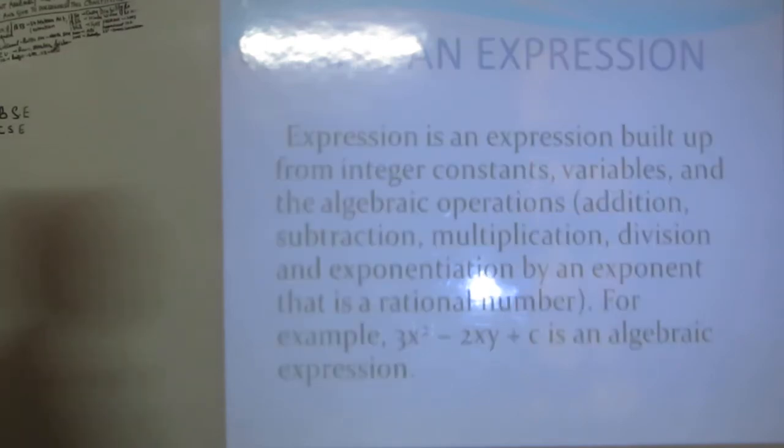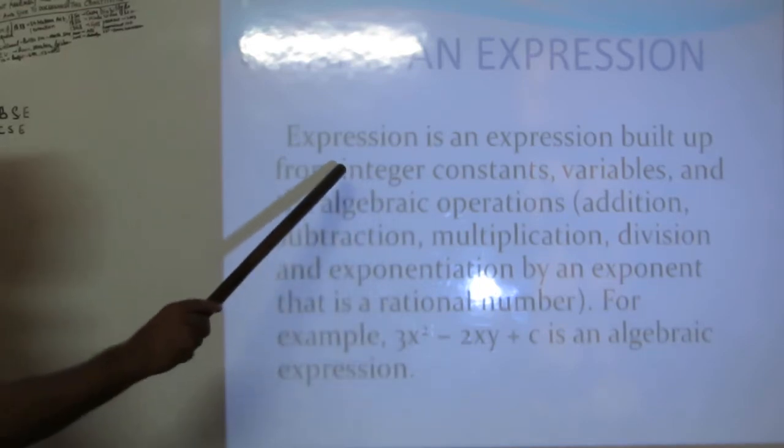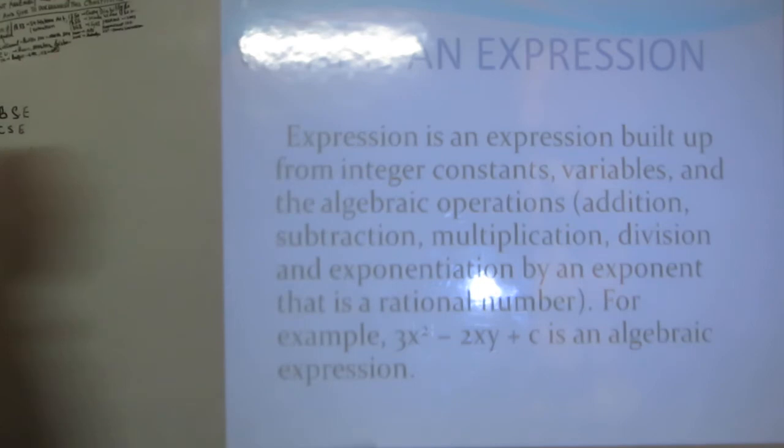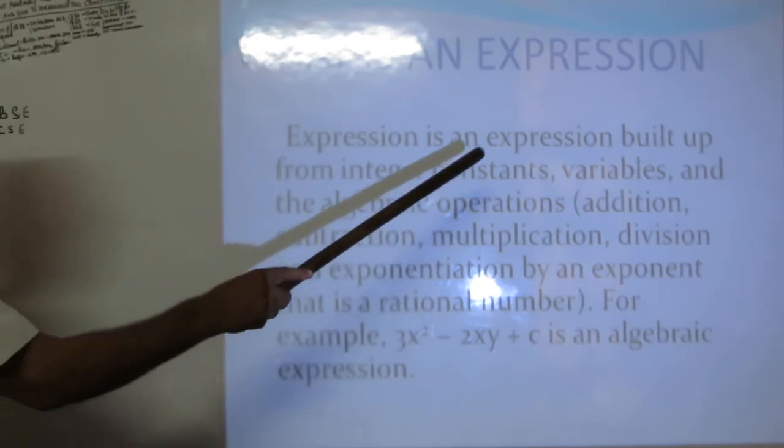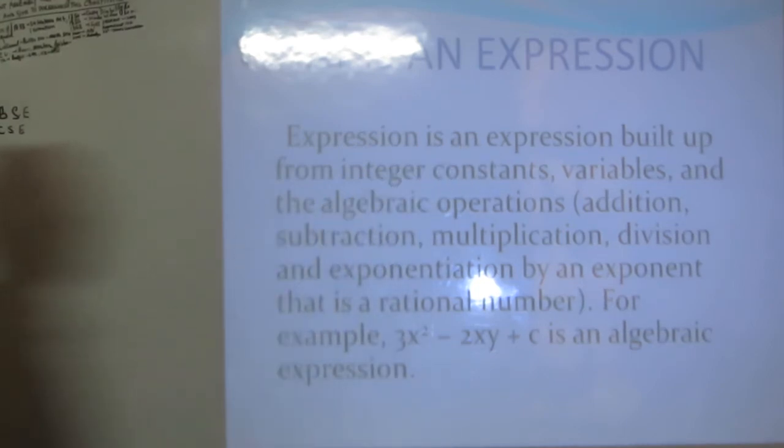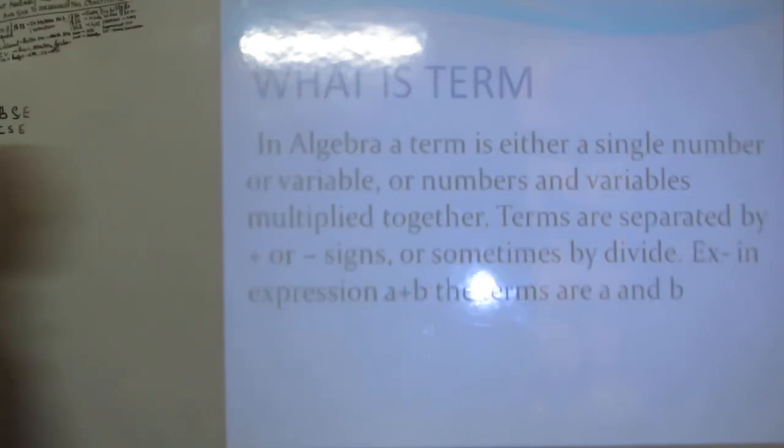Now, what is an expression? An expression is built up from integers, constants, variables and the algebraic operations: addition, subtraction, multiplication, division and exponentiation by an exponent that is a rational number. For example, 3x square minus 2xy plus c is an algebraic expression.